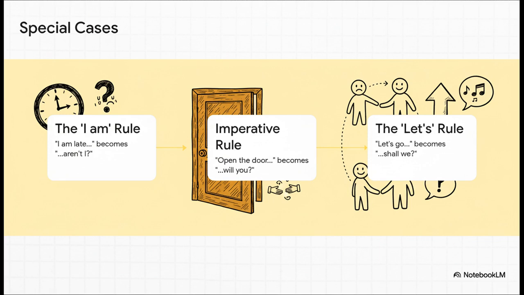Next up, commands. Things like "open the door." For these, the tag is "will you." It's a neat trick to make a command sound a bit more like a polite request. And finally, when you suggest something with "let's," like "let's go," the tag is always "shall we." It's just a nice inclusive way to make a suggestion.